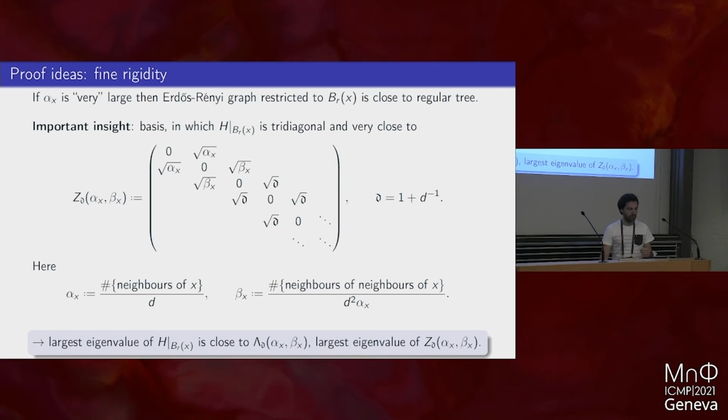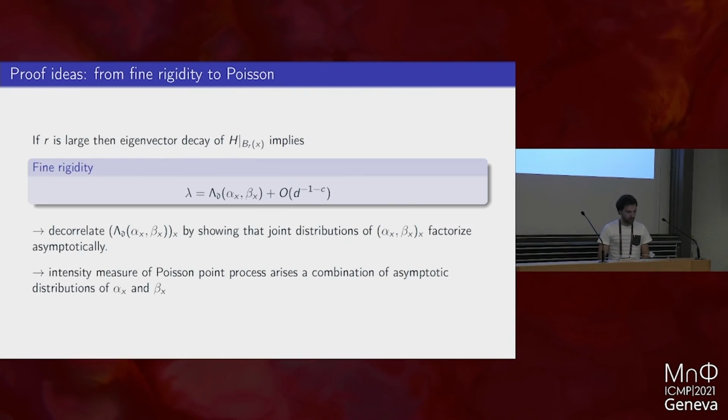And from this analysis, which I now summarized on this slide, we obtain that the largest eigenvalue of H restricted to this ball B_R of x is close to the largest eigenvalue of this tridiagonal matrix, which I denote by lambda_d of alpha x. And then actually one can also prove that the eigenvector of this restricted matrix decays when the R is sufficiently large. So one can then translate this result about the eigenvalue of the restricted matrix to the full matrix, and then one can obtain this final rigidity statement, which I said is the main step here.